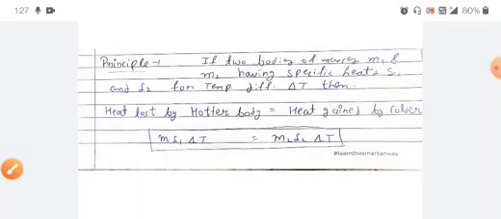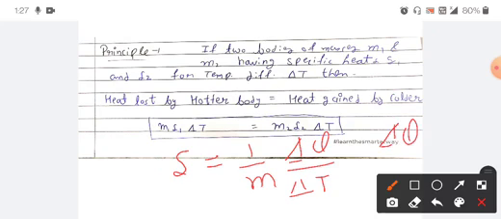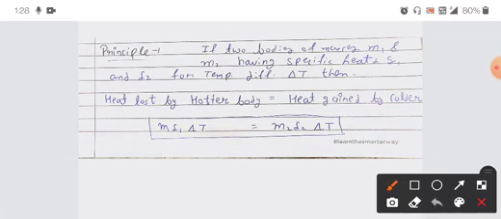How? Because what was the specific heat? Specific heat was 1 by m, delta Q by delta T. This was our specific heat. So what will be the value of delta Q now? Delta Q will be s into m into delta T. So this is the change in heat for the first body, and that means this heat is lost by the first body.